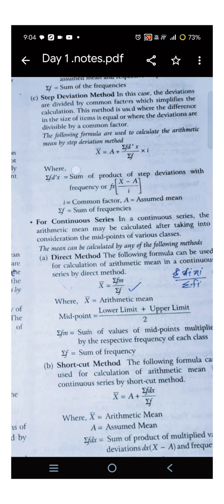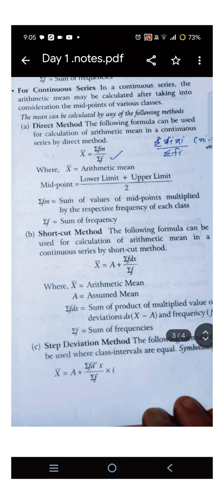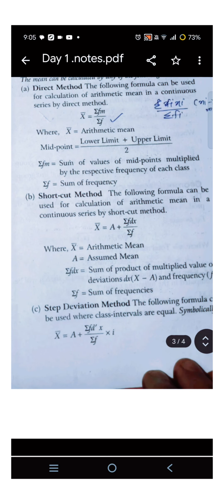In a continuous series, the arithmetic mean may be calculated by taking into consideration the midpoints of the various classes. Direct method: the following formula can be used for the calculation of the arithmetic mean in a continuous series by the direct method: sigma fm divided by sigma f. How to find the midpoint? Lower limit plus upper limit divided by 2. In a continuous series there exist a lower limit and an upper limit, so to find the midpoint we add the lower limit and upper limit and divide by 2.